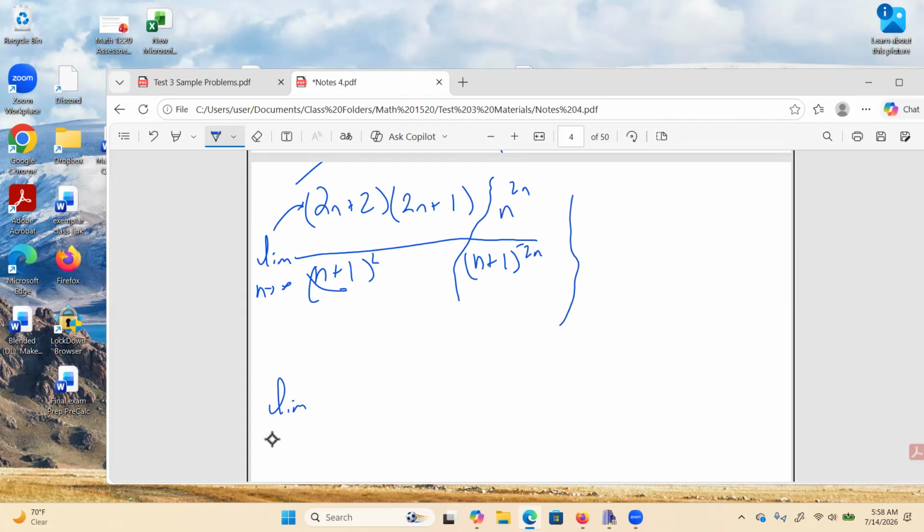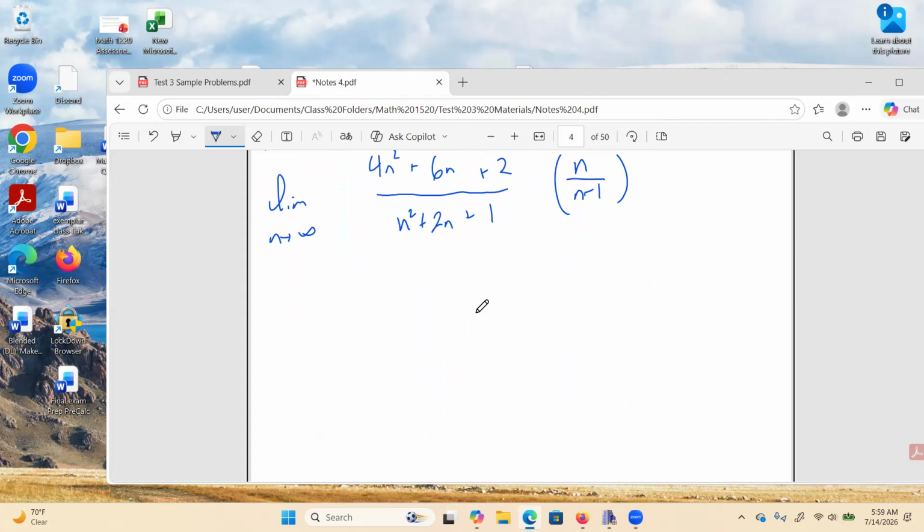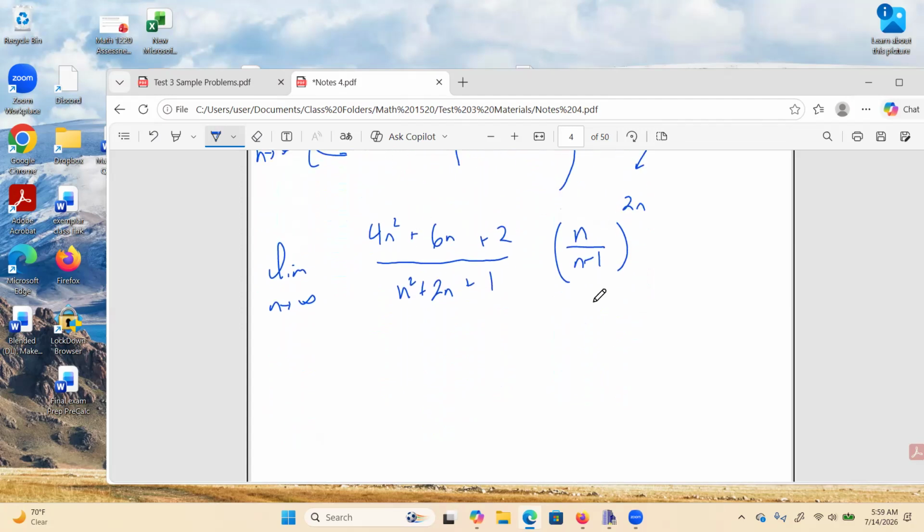So we're just going to multiply this piece out. I still have my limit as n goes to infinity. Here we have a 4n squared, then 2 plus 4, which gives us 6n, plus 2, divided by n squared plus 2n plus 1. And then here we have n over n plus 1, all raised to the 2n. We're going to take this guy apart a little bit too. I'll show you how we're going to do that, using a lot of rules of exponents with this piece.